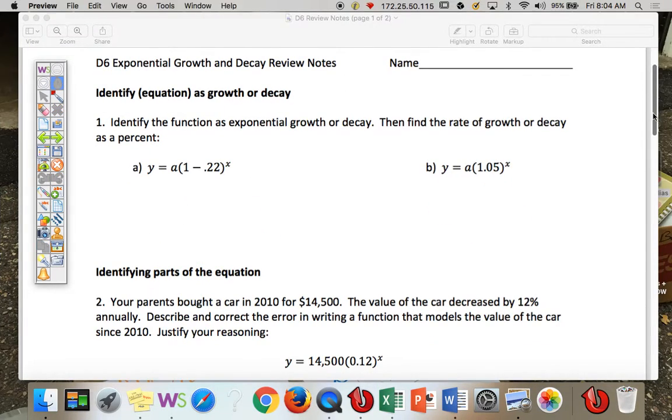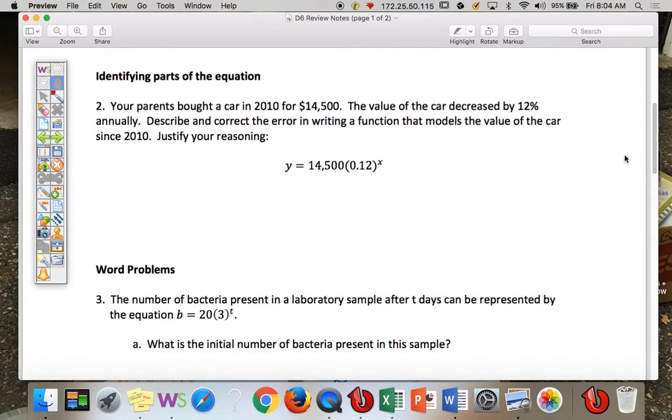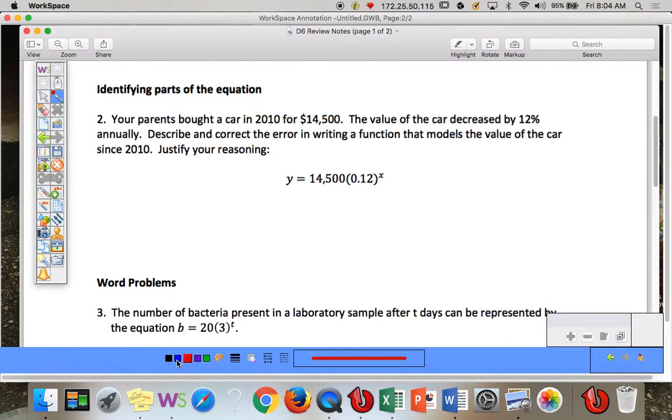Let's look at identifying different parts of the equation. Let's say your parents bought a car in 2010 for $14,500. The value of the car decreased by 12% annually, which means each year. Describe and correct the error in writing a function that models the value of the car since 2010. Justify your reasoning. So this problem is saying they wrote a model here, but it's wrong. So what's wrong about it?